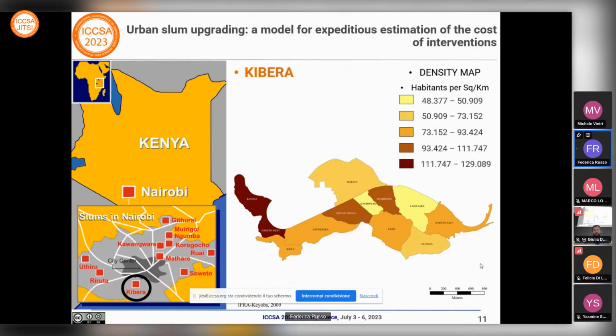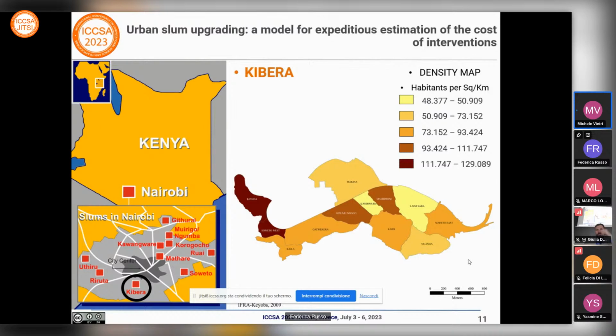The model shown was applied to estimate the cost of intervention for the redevelopment of one of the world's largest slums, Kibera. In this regard, I shall now give the floor to my colleague Michele. The expeditious construction cost estimation model for urban redevelopment of an informal settlement was applied to the Kibera slum, located in the city of Nairobi, Kenya, where I went last year in October working with UCCSA, a non-governmental organization which works to create sustainable growth for vulnerable populations.